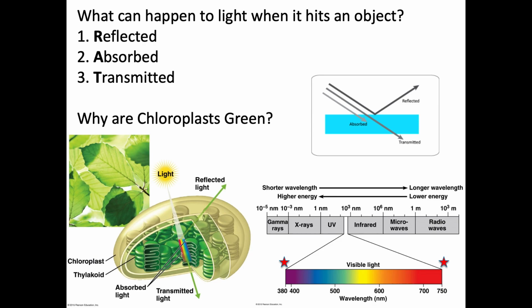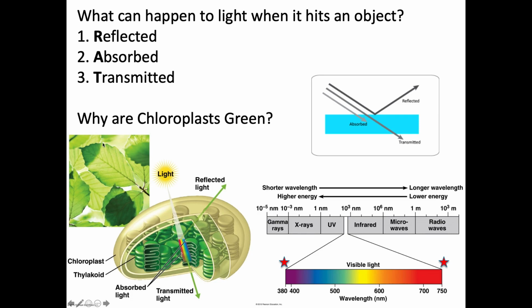So what can happen to light when it hits an object? There are three things we're going to discuss in this class, though more can happen. The three things are reflected, absorbed, and transmitted. These are the three you're responsible for knowing on the exam. But of course, light can be refracted as well.